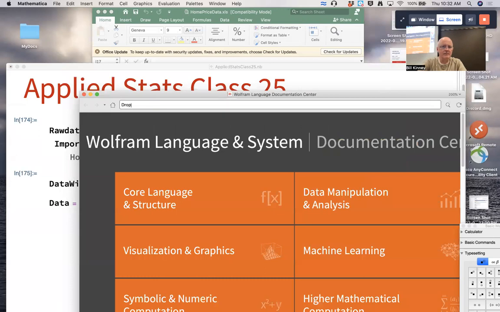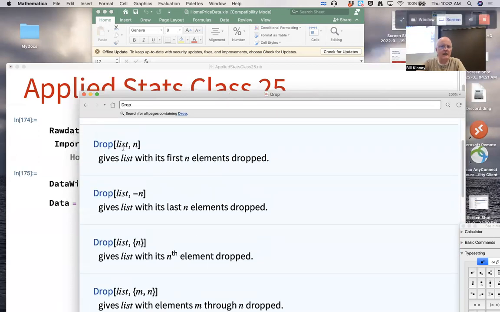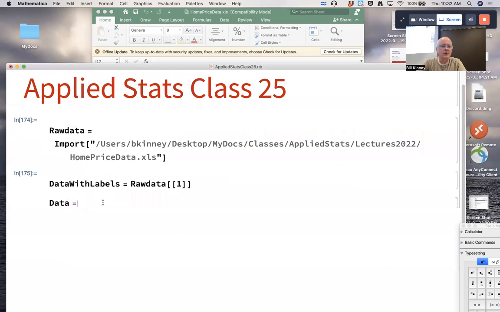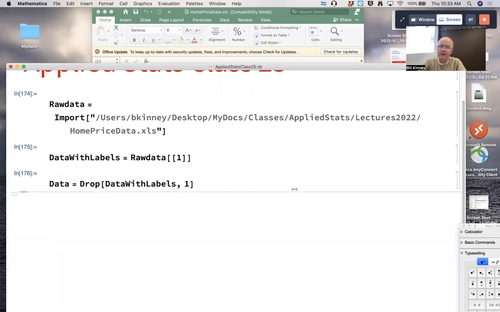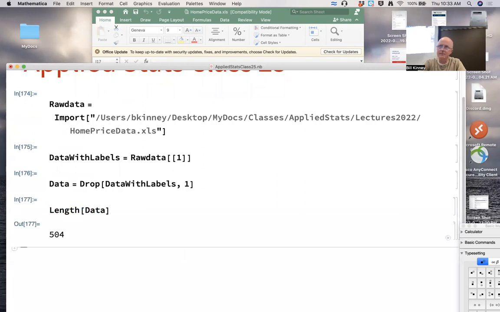Look up Drop. Yeah, Drop will take a list and drop the first n elements, where you put the number n there. So if I do Drop[data with labels, 1], that'll drop the labels. Now you only see numbers. And there should be 504 data points in there. If I do Length[data], there should be 504. That's including all the variables.